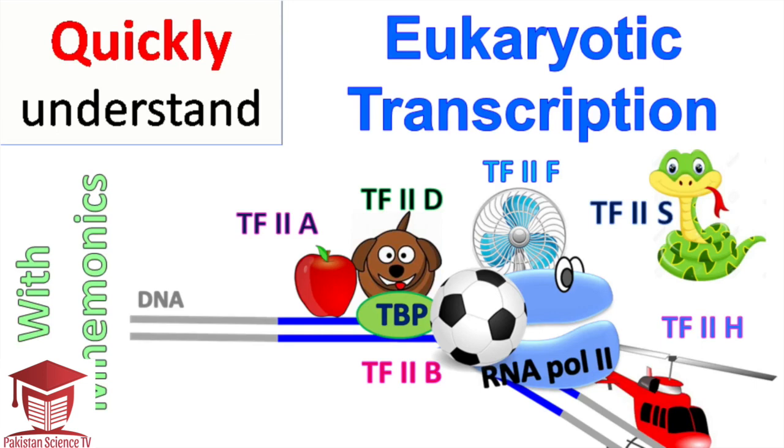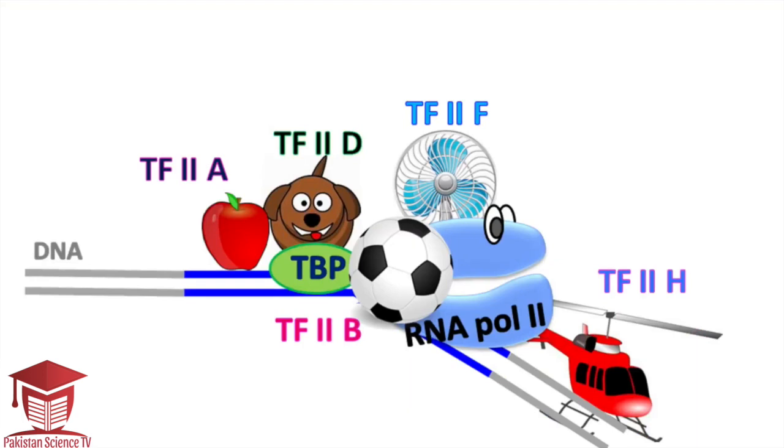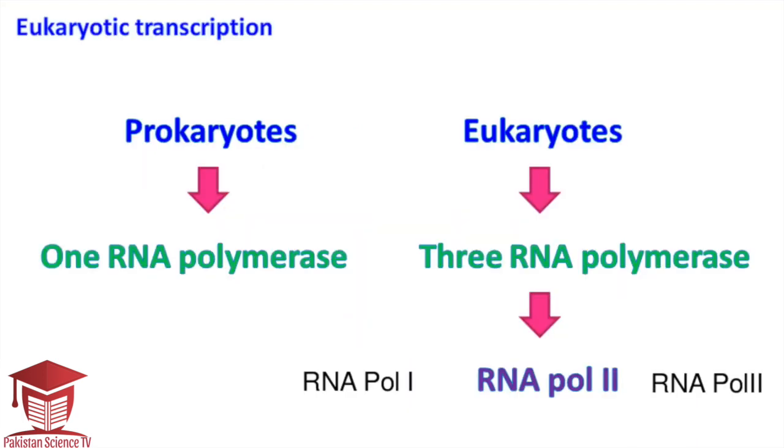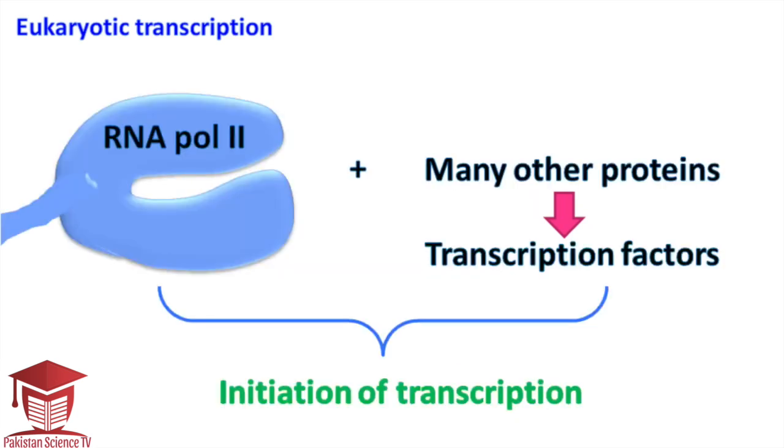Let's talk about eukaryotic transcription. The enzyme required for the process of transcription is the RNA polymerase. The prokaryotes have only one RNA polymerase enzyme, while the eukaryotes have three RNA polymerase enzymes. RNA polymerase II is a major polymerase enzyme involved in the transcription of mRNA in eukaryotes. The RNA polymerase II, along with other proteins known as the transcription factors, are required for the initiation of transcription.